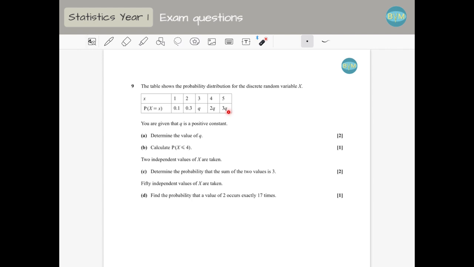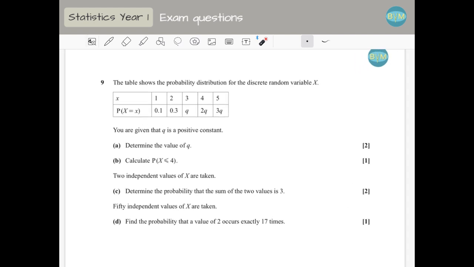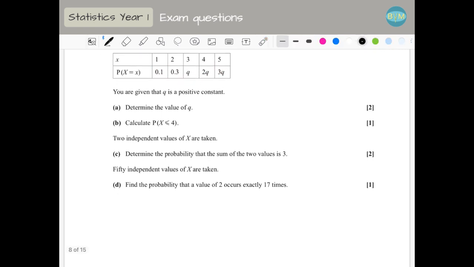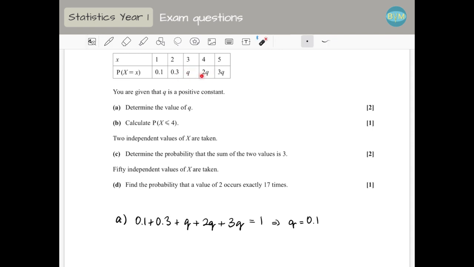Some of them are in terms of a constant q, which is a positive constant, as it says here. Determine the value of q. Remember, when I have the probability distribution, all of the values must add up to 1. So 0.1 plus 0.3 plus q plus 2q plus 3q, all the possible probabilities, must add up to 1. Just solving for q, which is very simple, q is going to be 0.1. That will allow us to know this probability, this one, and this one.